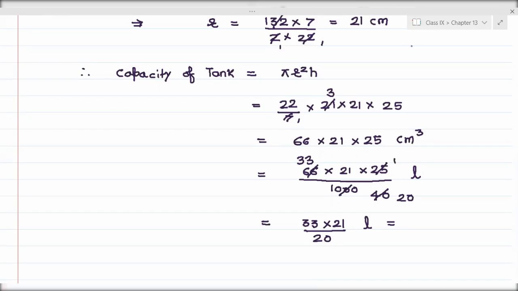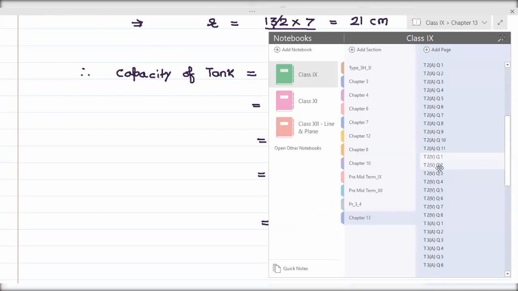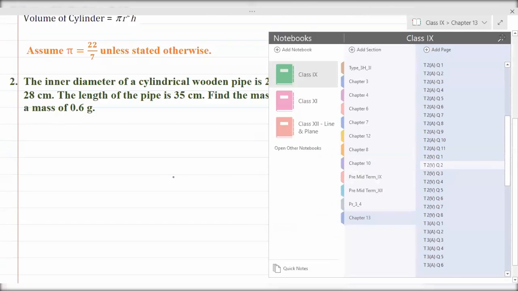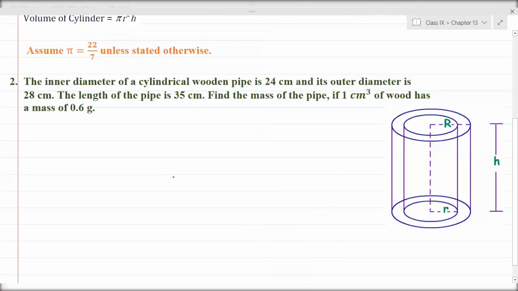Now similarly, see the next question, question number 2. Now some of the questions I will explain to you orally, their solution I will send you in the PDF file. So see, in the second question we are given that the inner diameter of a cylindrical wooden pipe is 24 centimeter and its outer diameter is 28 centimeter. If you remember, one question of hollow cylinder we have covered in exercise 13.2 also. On Saturday, I sent you one video in regard of that. Okay, one question we have covered of hollow cylinder.